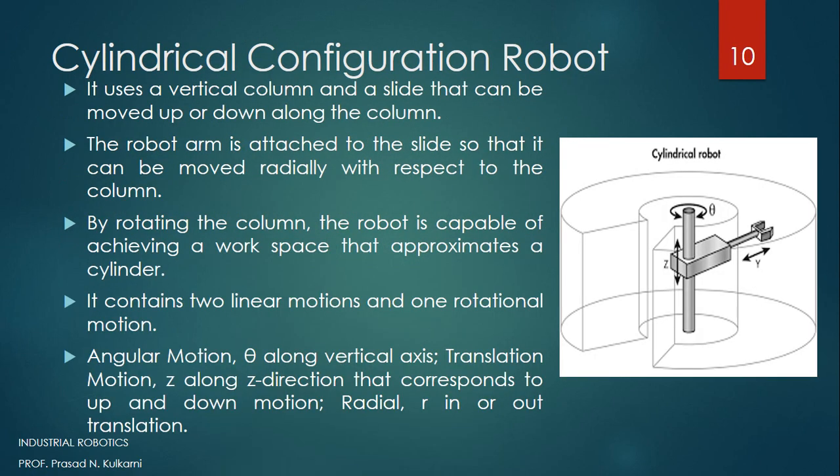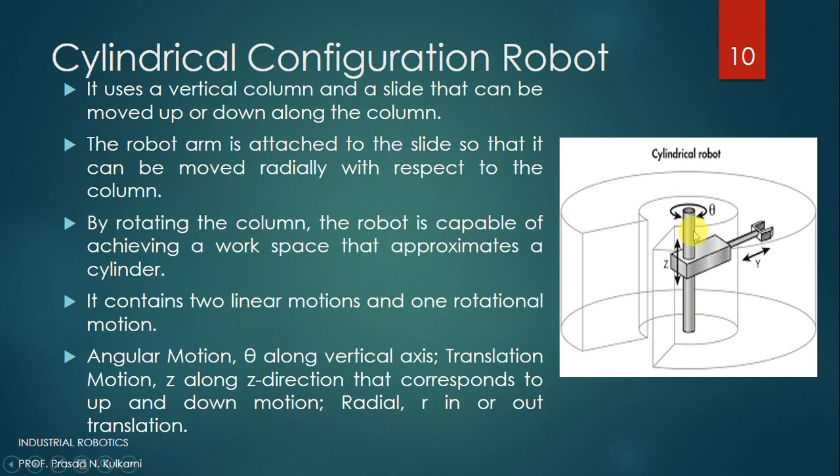Now cylindrical configuration. In cylindrical configuration, it uses a vertical column and a slide that can be moved up or down along the column. The robot arm is attached to the slide so that it can be moved radially with respect to the column. By rotating the column, the robot is capable of achieving a workspace that approximates a cylinder. It contains 2 linear motions and 1 rotational motion. Angular motion, theta, along the vertical axis; translation motion, z, along the z direction, that corresponds to up and down motion; radial r, in or out translation.